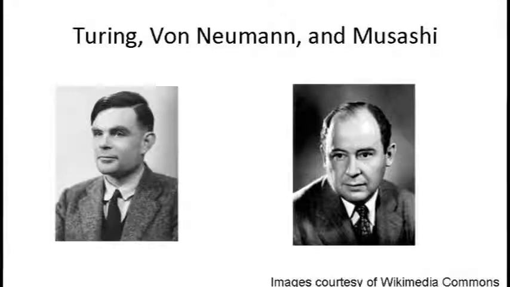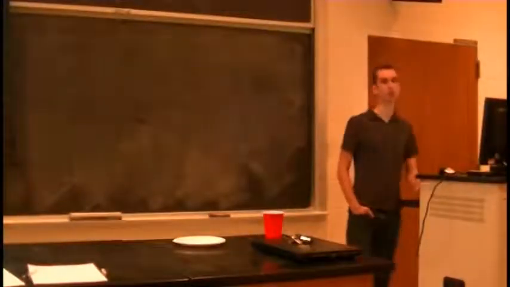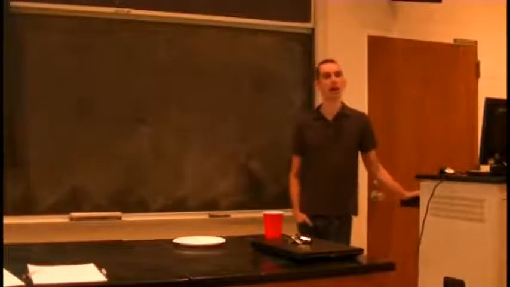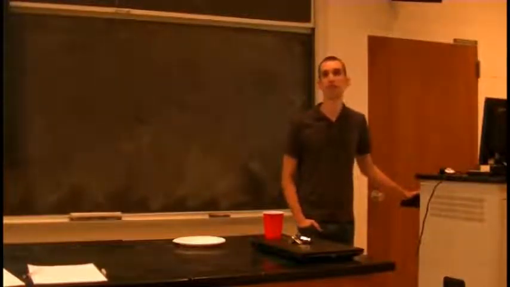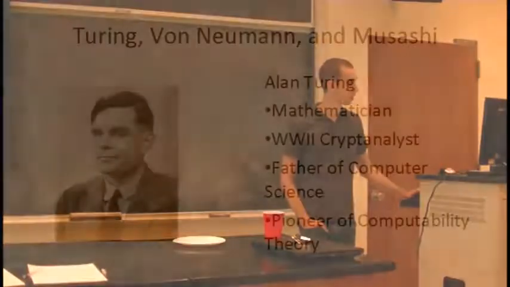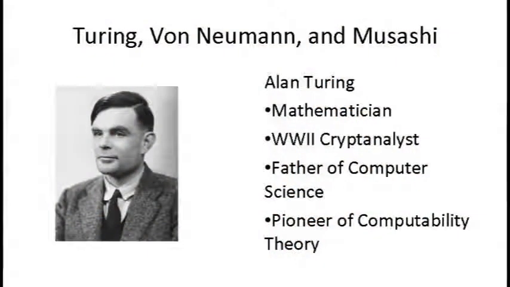Some of you may have seen these photos before. The man on the left is Alan Turing, and the man on the right is John von Neumann. These 2 were both very, very influential thinkers in their day. They both lived and died around 1900 to 1950. Man on the left here is Alan Turing.